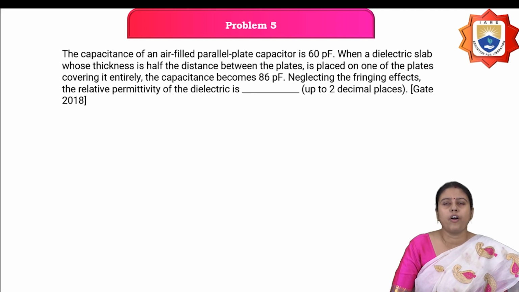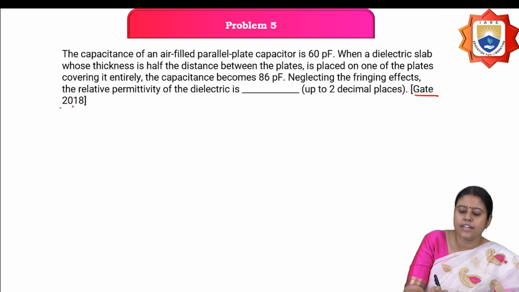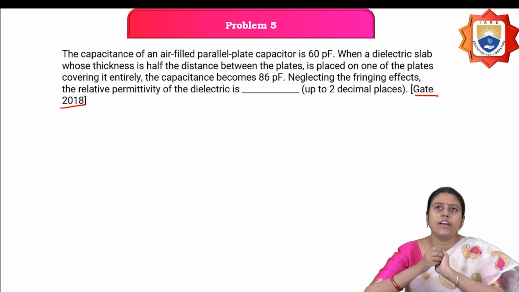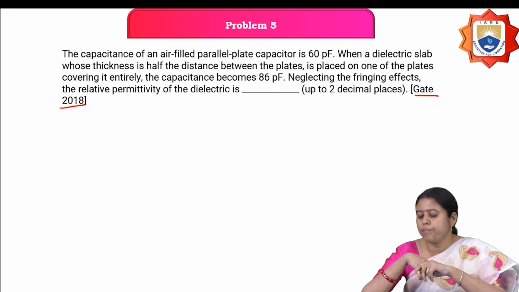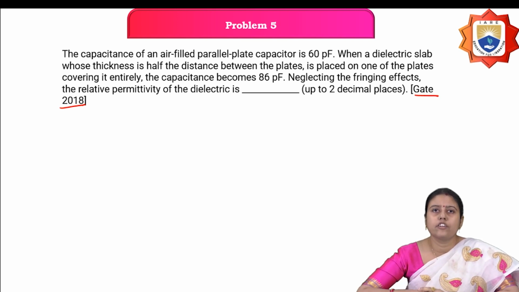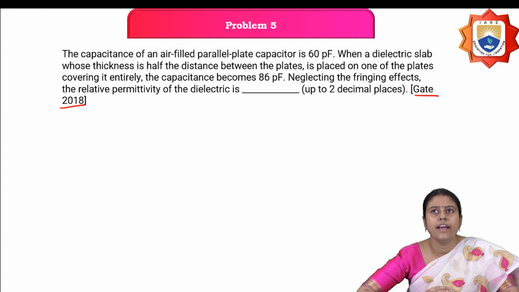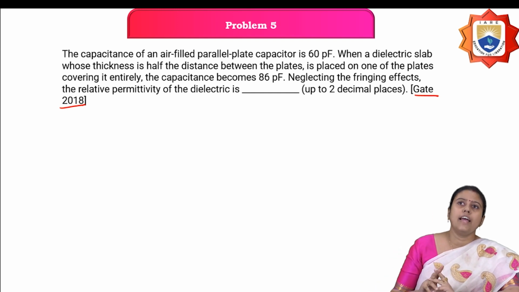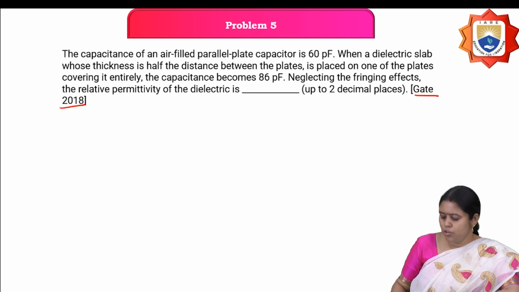So we are calculating problem number 5. This question is also from GATE 2018. The capacitance of an air-filled parallel plate capacitor is 60 picofarad. As capacitance is a part of electrostatics, this question can also come in the electrostatic part. When a dielectric slab whose thickness is half of the distance between the plates is placed on one plate, covering it entirely, the capacitance becomes 86 picofarad. Neglecting the fringing effects, calculate the relative permittivity of the dielectric, up to 2 decimal places.